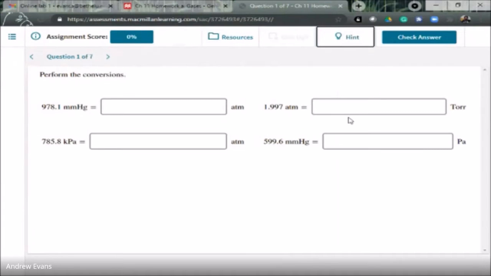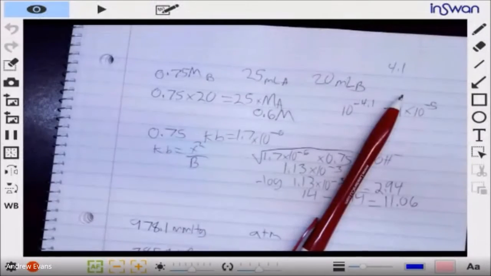I'm not going to do all of these because of how easy this actually is, but I'll do maybe one of them. Maybe one, maybe 2. I'll do the millimeters of mercury to atmospheres and kilopascals to atmospheres. And please note your numbers will undoubtedly be different. Millimeters of mercury to ATM, and 785.8 kilopascals to ATM. Okay. Going to the cam.